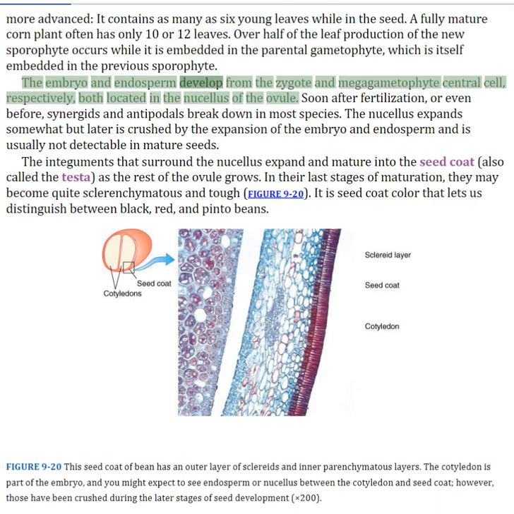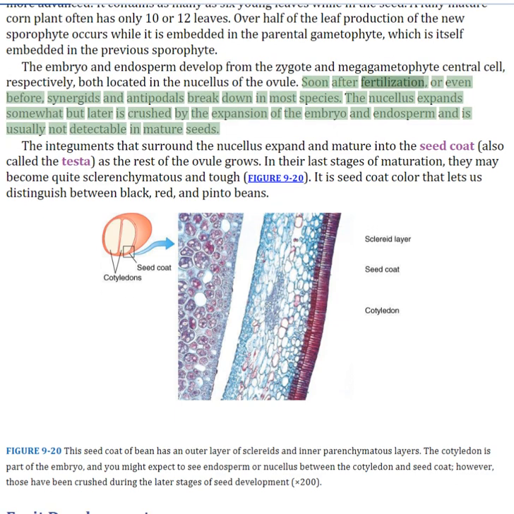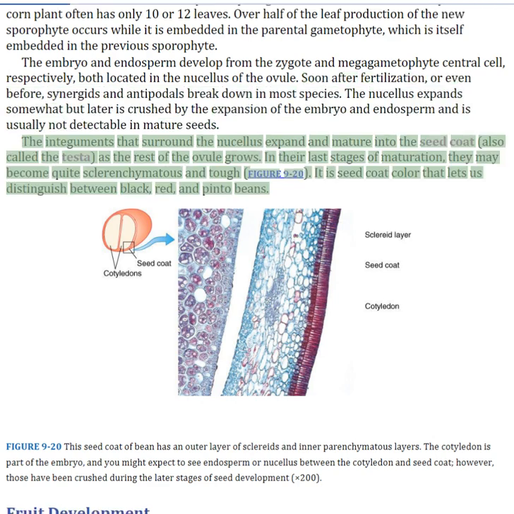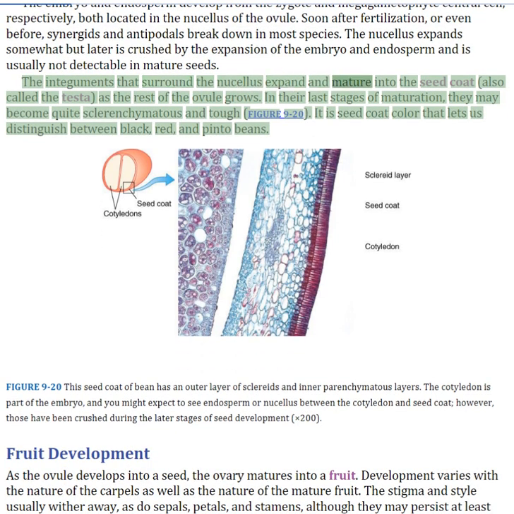The embryo and endosperm develop from the zygote and megagametophyte central cell, respectively, both located in the nucellus of the ovule. Soon after fertilization, or even before, synergids and antipodals break down in most species. The nucellus expands somewhat but later is crushed by the expansion of the embryo and endosperm and is usually not detectable in mature seeds. The integuments that surround the nucellus expand and mature into the seed coat as the rest of the ovule grows. In their last stages of maturation, they may become quite sclerenchymatous and tough. It is seed coat color that lets us distinguish between black, red, and pinto beans.